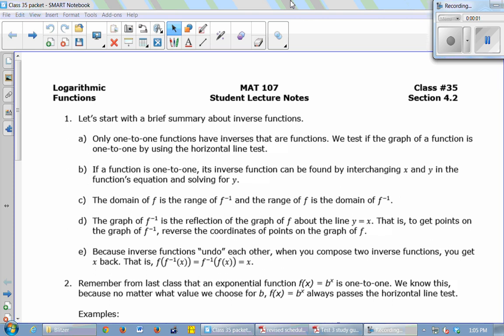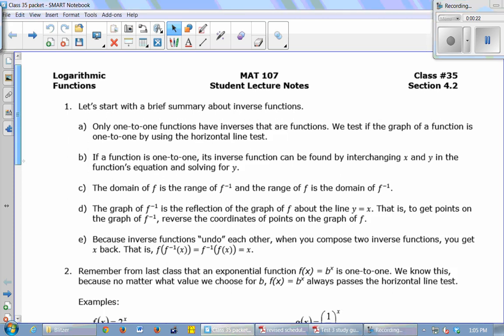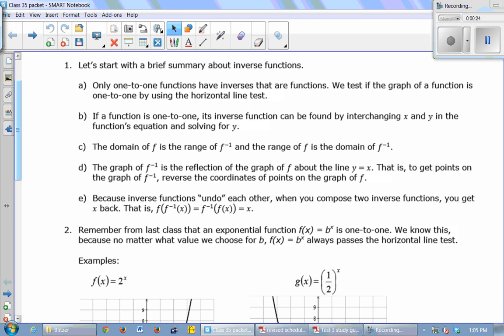We're going to talk about logarithmic functions today. So in all likelihood, this is something that you've never heard of before. We're going to start with a little summary about inverse functions. Inverse functions were on test 2, so it was a pretty long time ago that we talked about them in general. Here's a little summary, facts about inverse functions that you should remember.